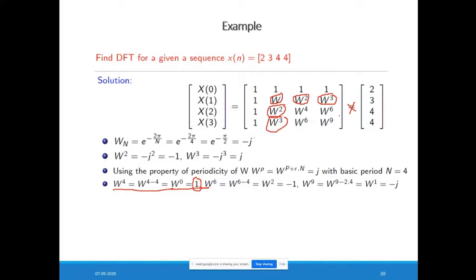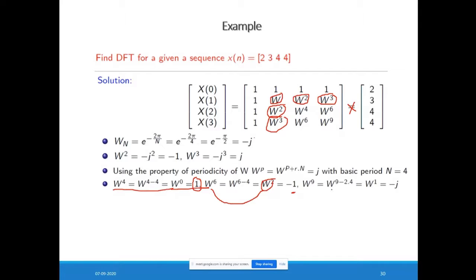Now the next is omega 6. After 4 values, your twiddle factor repeats. So omega 6 minus 4 gives omega 2. Whatever the value of omega 6, it will be the same as omega 2. So omega 2 is equal to minus 1, so you have to apply minus 1.